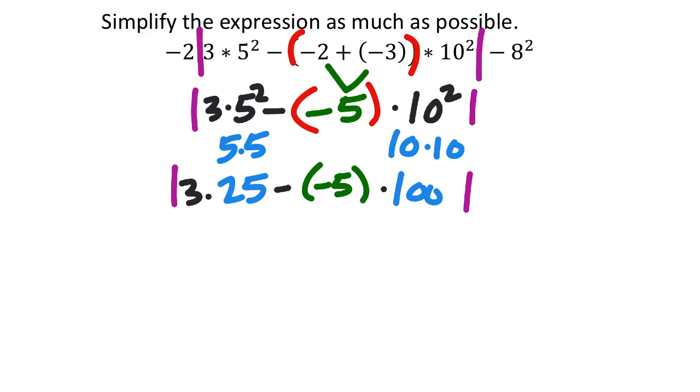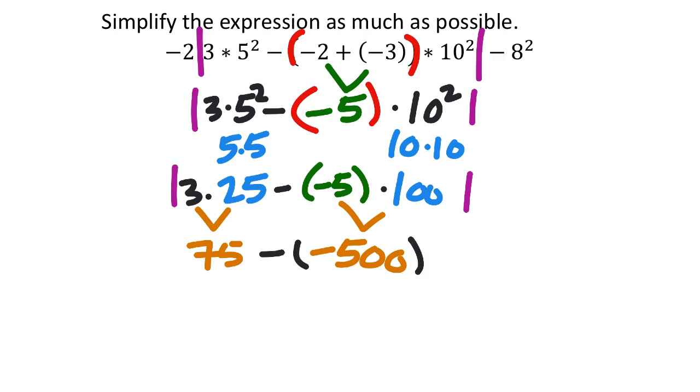Now we'll move to multiplication and division from left to right. And we got some multiplication here. 3 times 25 is 75. And -5 times 100, one negative is odd, so there's an odd number of negatives, makes the answer a negative. 5 times 100 is 500. So I got 75 minus this -500 in the absolute value. Since it's minus a negative, I am going to change that to a plus. 75 plus 500 is 575.